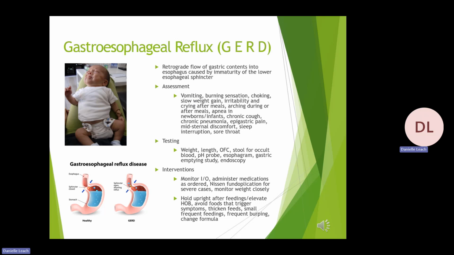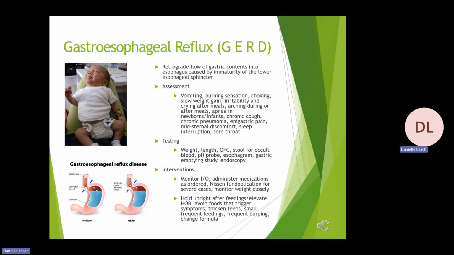Testing, we would do things like weight and length and OFC to see if they are growing appropriately. Since they can have vomiting and they may not want to eat a lot, if they have severe GERD, they could have growth problems. We could also check their stool for occult blood to see if they have any GI bleeding.